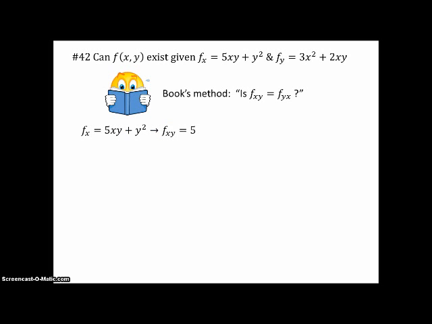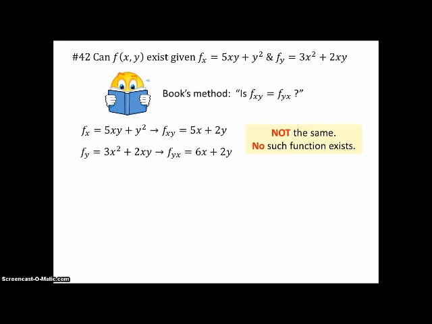So we take fx and we take its derivative with respect to y, which gives us 5x plus 2y. And then we take our fy and take the derivative with respect to x, which gives us 6x plus 2y. Now, the observant person will notice these are not the same, and therefore this is a lie. No such function exists.